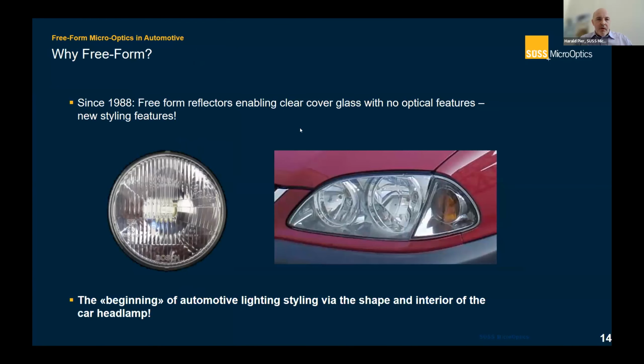Freeform, why freeform now? Freeform is in automotive a technology that's known since the late 80s. Here you see a headlamp of a car that was one of the first freeform headlamps. What is freeform about it? It's the reflector. So it's no longer a parabolic or spherical or ellipsoidal reflector. It's freeform, and therefore you don't need any other features to guide the light. This is all you need to guide the light.